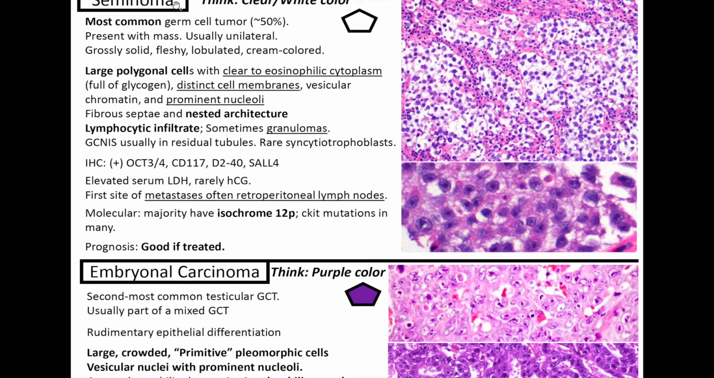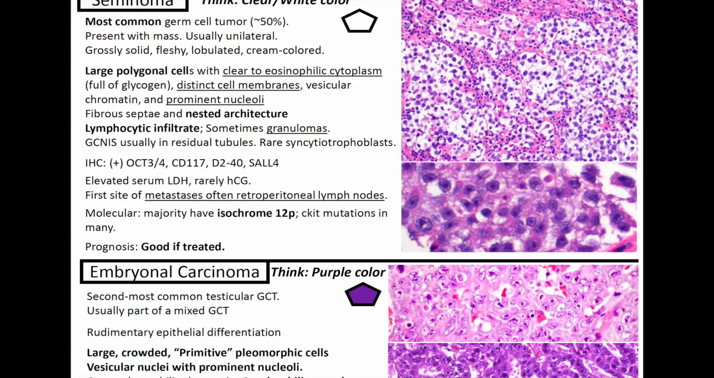Grossly, it's going to be solid, fleshy, lobulated, and cream colored in the grossing room. You're going to have large polygonal cells with clear to eosinophilic cytoplasm, full of glycogen, which is what's causing that white, clear color, with distinct cell membranes, vesicular chromatin, and prominent nucleoli. You're going to see fibrous septae and nested architecture with lymphocytic infiltrate. Sometimes you'll see granulomas and GCNIS, usually in the residual tubules.